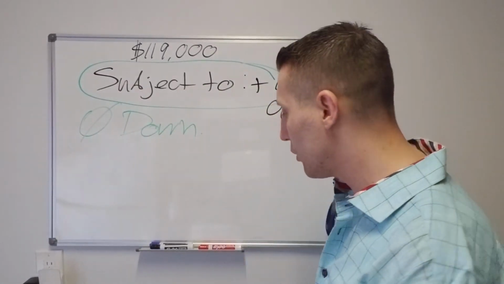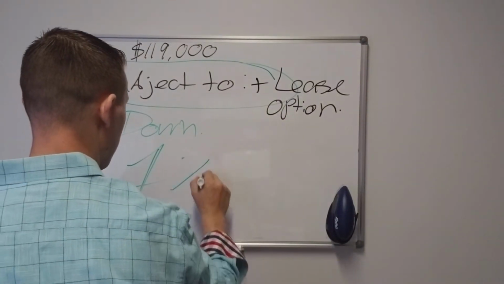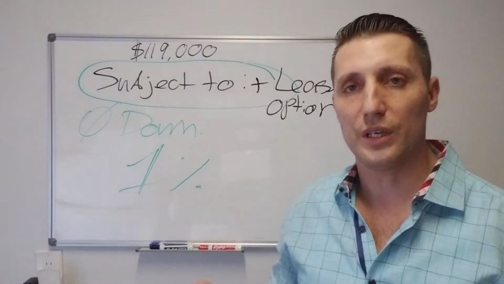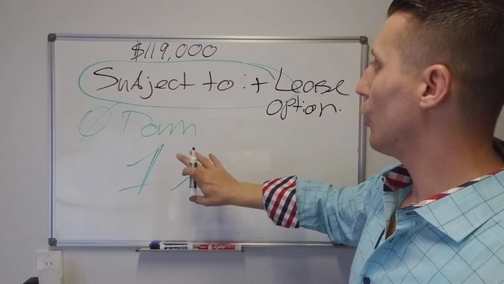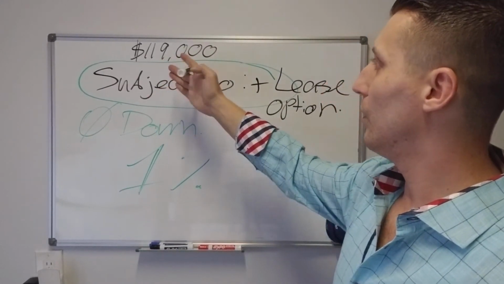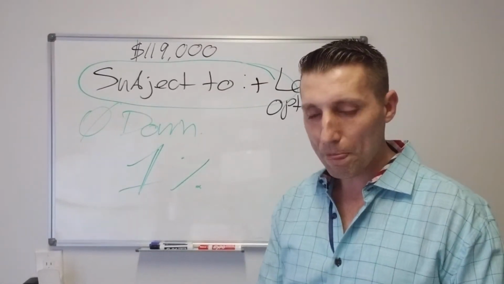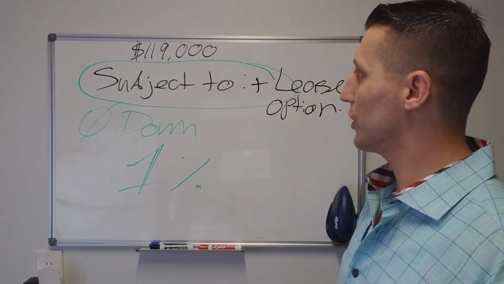So what is the 1% rule? The most important thing, and I almost forgot to say. The 1% rule is, you take the price of the property, you times it by 1%, and that's going to give you the monthly rent. For example, $119,000 times 1% gives you $1,190 per month rent.